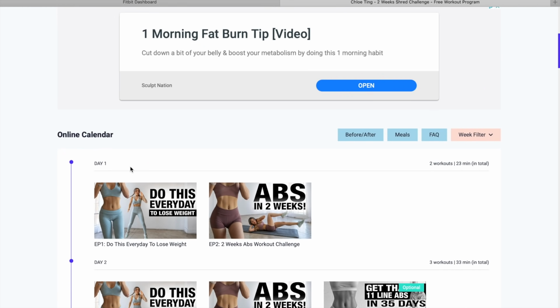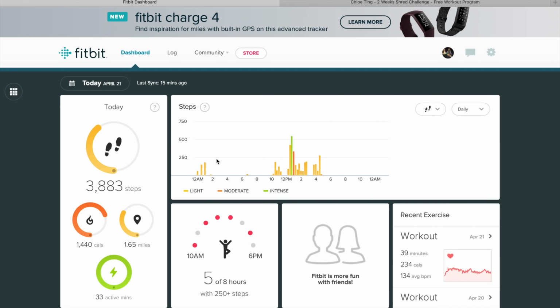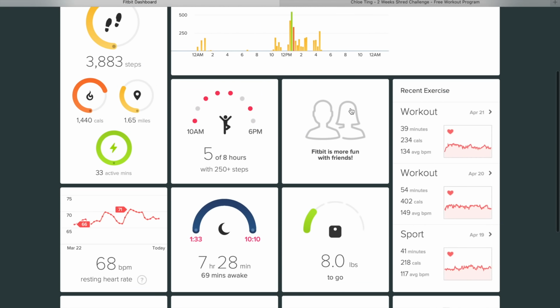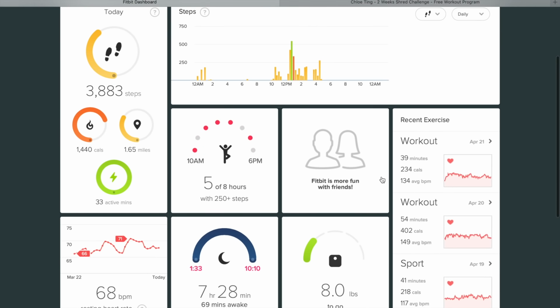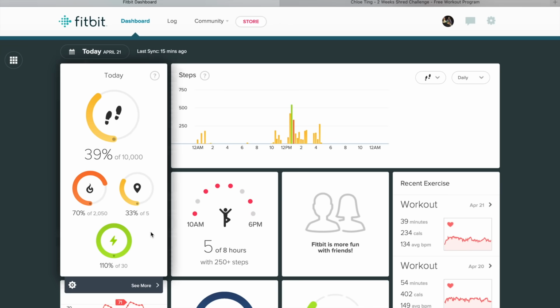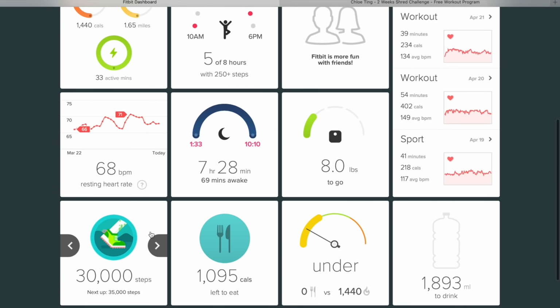And so day one are these two videos. And if you look here, you can see it's 23 minutes in total, which is not a lot of time to burn calories. So now we're going to go to my Fitbit dashboard, which is how I log how many calories I burn. So here's my dashboard, in case you're not familiar with what Fitbit looks like.